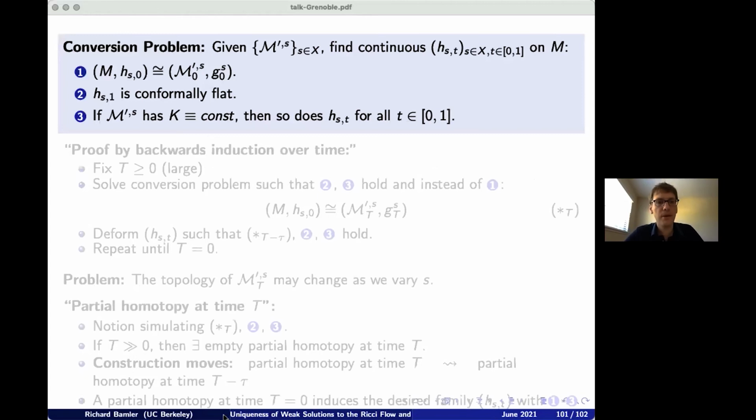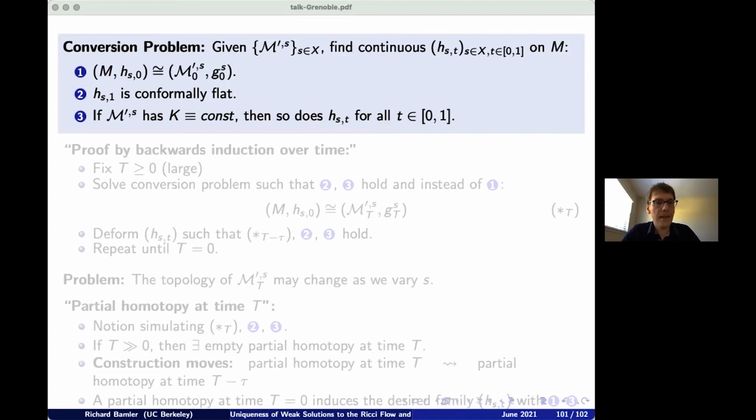So here's our conversion problem. Just to recap again, we're given a family of these rounded singular almost Ricci flows, and we want to convert them into a continuous family of Riemannian metrics on the initial time slice, such that at initial time HS0 is equal to the initial metric, such that HS1 is locally conformally flat, and with the property that if our flow already had constant curvature, then so does HST for all t. Okay? So this is essentially what we want to obtain.